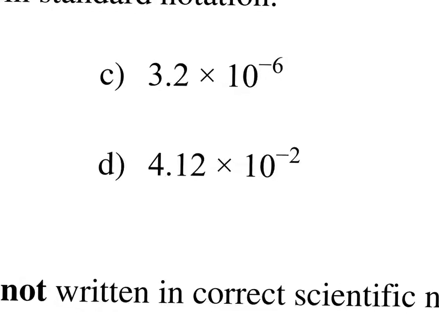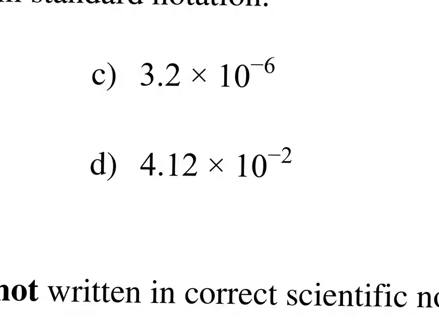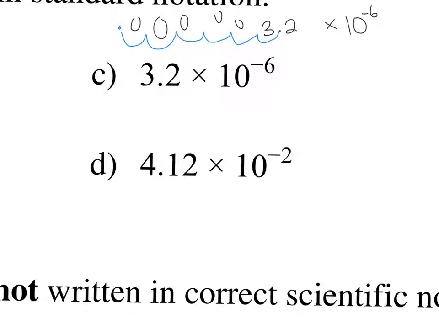Okay, letter C, 3.2 times 10 to the negative 6. So I'm going to move it over 1, 2, 3, 4, 5, 6. Put a dot. So this is going to be, fill these with zeros. You're going to have 0.000003 2.